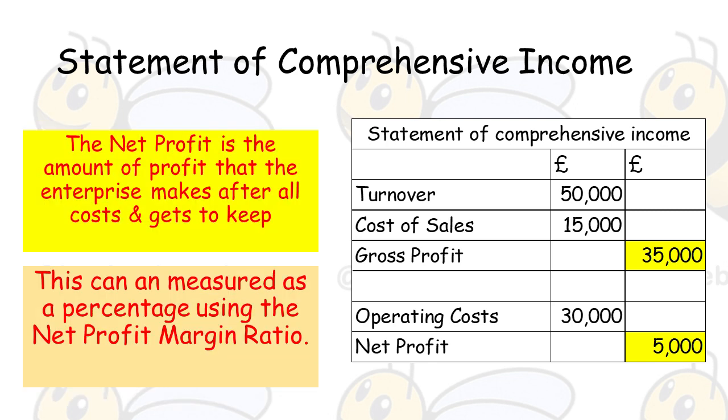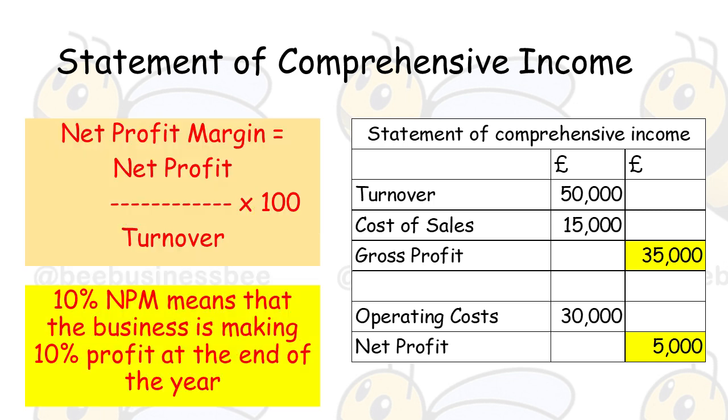Now the other type of profit we can calculate is net profit. That's the amount of profit that the enterprise makes after all the other costs have been taken away. So after I've taken away my salaries, my rent, my utilities, my broadband. And we can also measure that as a percentage. And we use the net profit margin ratio for that. We calculate our net profit margin by doing net profit divided by turnover times 100. As you can see in my example here, I actually have a 10% net profit margin, meaning that the business will make 10% profit at the end of every year.